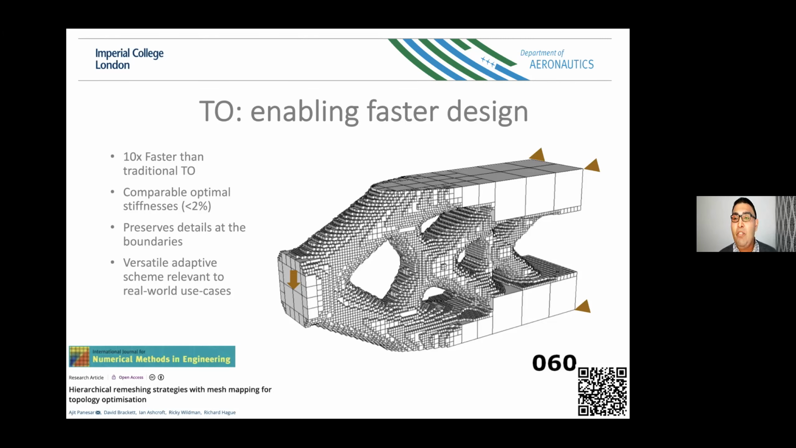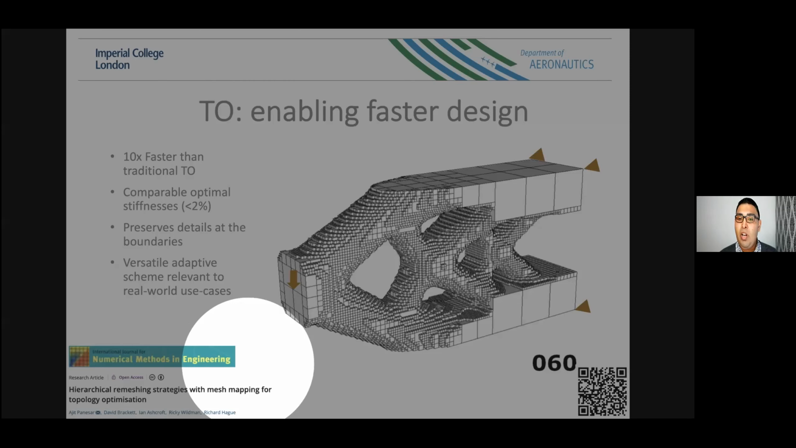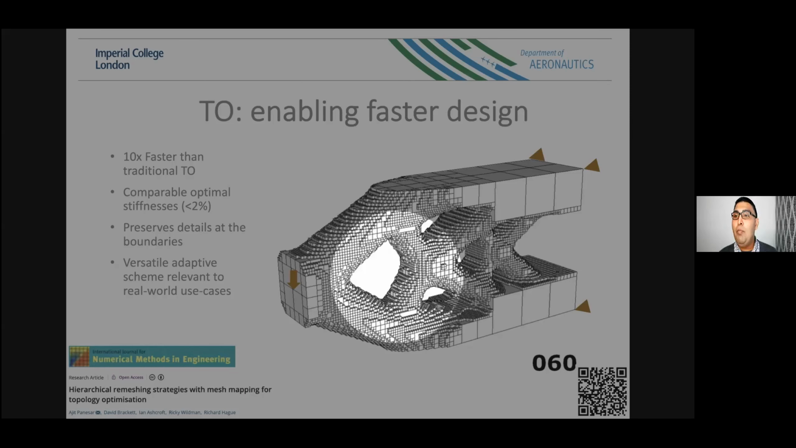We only sacrifice less than 2% in terms of the optimality of the structure, which means it's still really good, but it's much more applicable for industrial use cases. And the point worth giving a shout out here is it still preserves details at the boundaries. So you can notice those members which are relatively important for us on the surface have a high number of voxels representing them, which means it's still smooth boundary variations that we're able to capture.